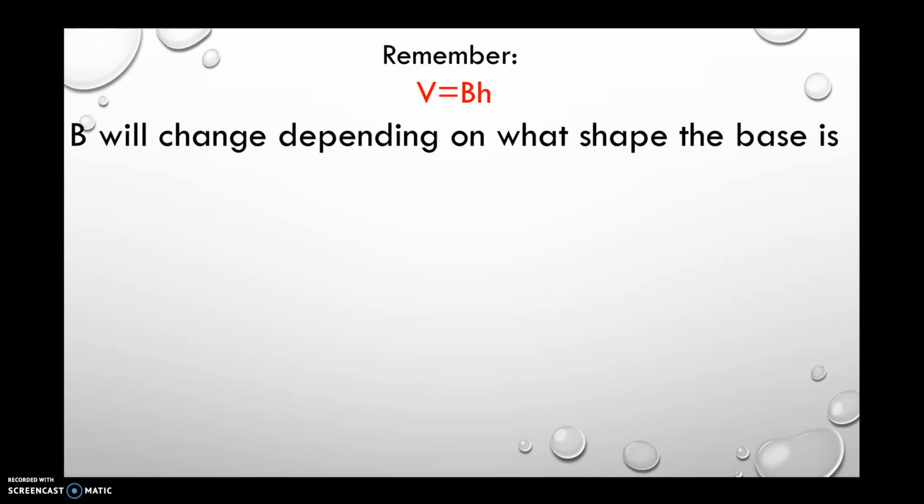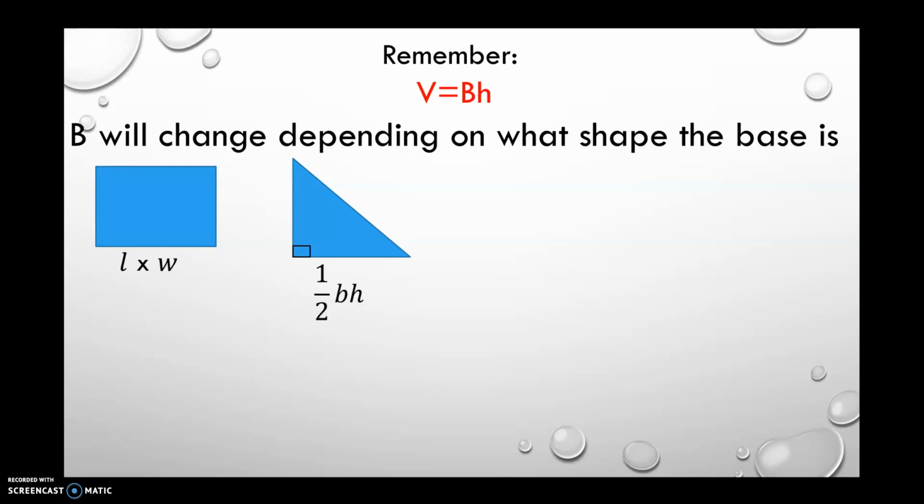The way that you figure out your volume is by finding the area of the base, but again, your base can be different. It matters what shape your base is. So let's say that you have a rectangular prism, then how would you find the area of the base? You're just going to multiply length times width. If you had a right triangle as your base, how would you find the area of this? It's just 1/2 base times height.